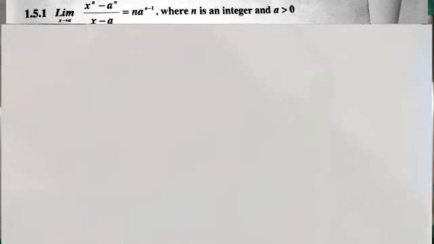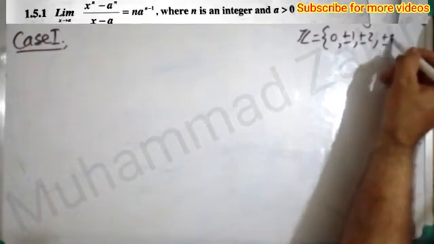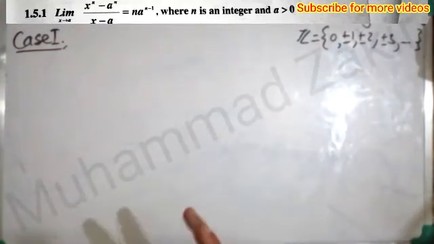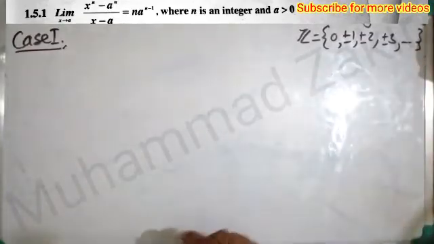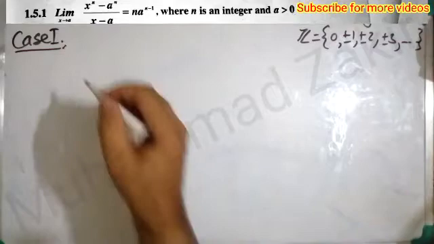So now we solve it, and we have case 1. As we know the set of integers, this is the set of integers 0, plus minus 1, plus minus 2, plus minus 3. He says whatever n you substitute from this set, we have values of n. One is positive n, one is 0, the other value is negative. So there are 3 possible values of n. So we discuss case 1 when n is a positive integer.